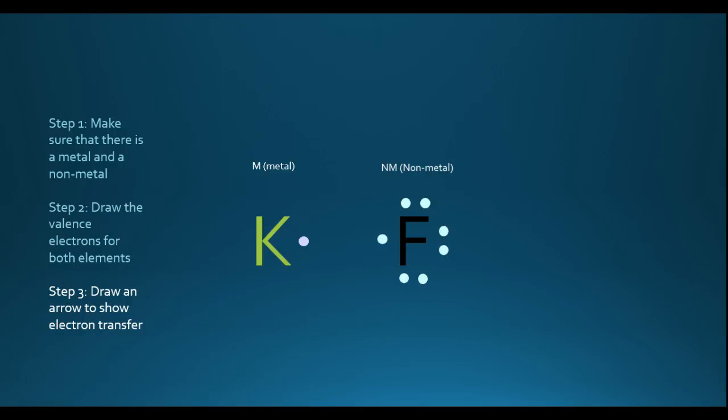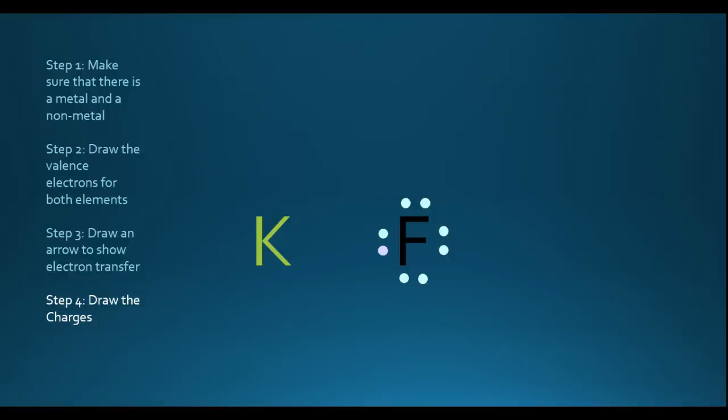The third step is to draw an arrow to show electron transfer. So the arrow starts from the atom that is going to give up the electron, and it points to the atom that's going to receive that electron. So here's our arrow. The electron's going from the potassium to the fluorine. So here's what your final products look like. Notice potassium doesn't have its electron anymore and fluorine does have it.